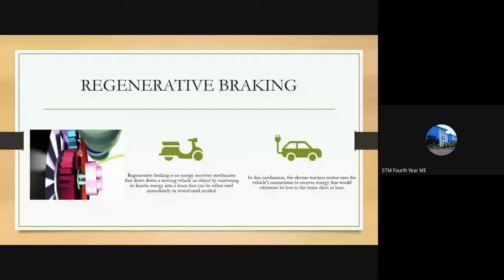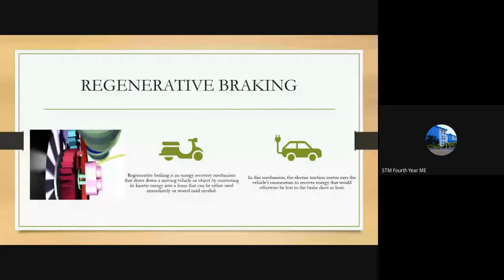So what we do is cut off the battery supply during braking, and due to the reverse direction motion, the motor receives mechanical power, in the sense of a rotation of its shaft. The rotation is in the opposite direction. Due to this rotation, current is generated in the motor. This is then supplied back to the battery. So this is how the battery is charged in the regenerative braking principle.